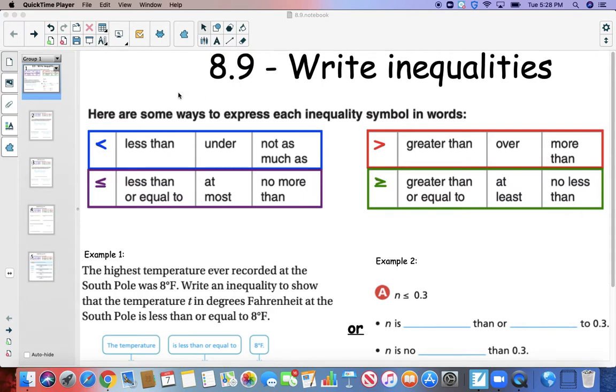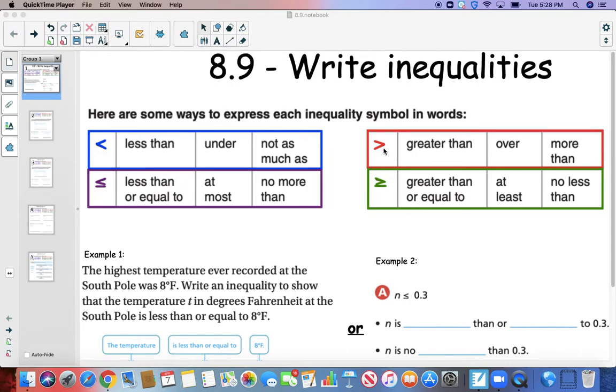So these are some ways that we can express inequality symbols in words. So let's take a look at our less than symbol. Of course this could mean less than. You might also see this referred to as under or not as much as. Now, if we're looking for less than or equal to, and that special line is underneath, other phrases that you'll see are phrases like at most and no more than. Because you want to include a number, but you just can't go above that number.